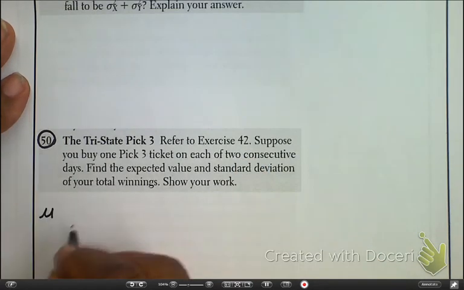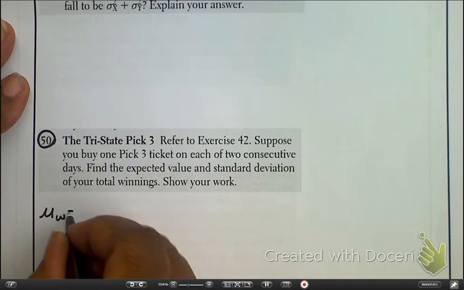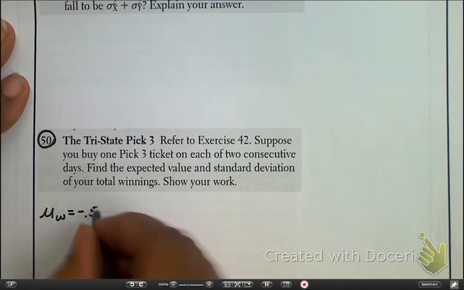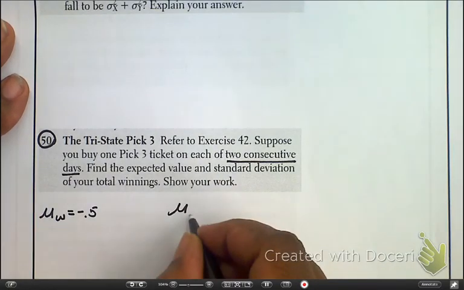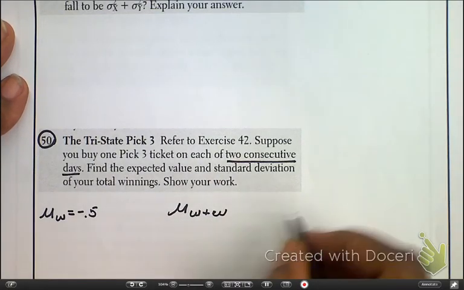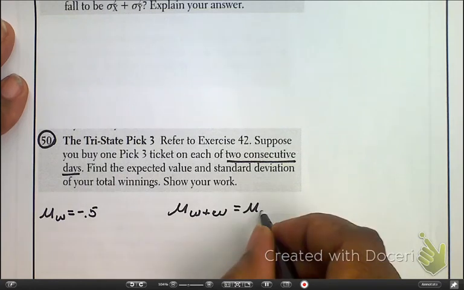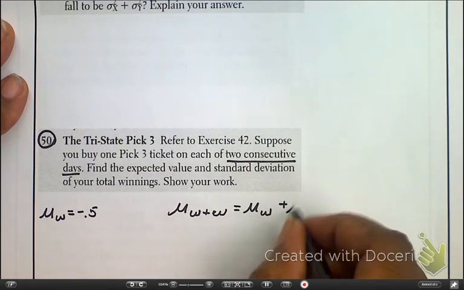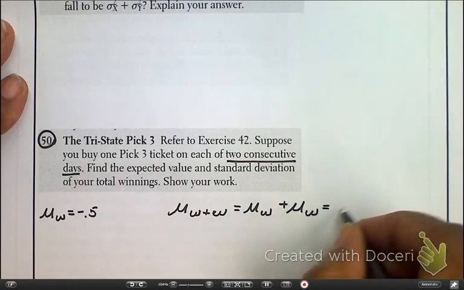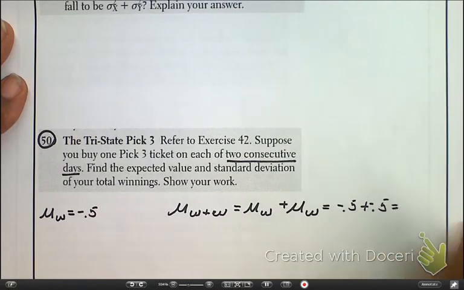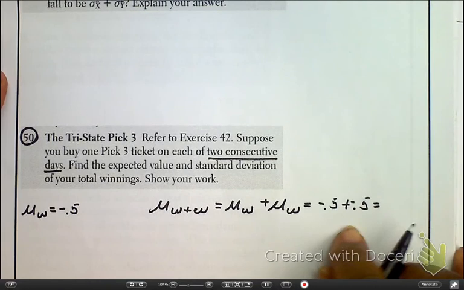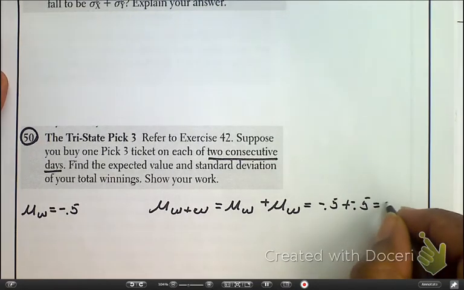Okay, so we want to know the mean. Now the mean of winning was a negative 0.5. And we're talking about 2 consecutive days. So we're talking about the mean of winning plus the mean of winning. Well, that's just going to be a negative 0.5 plus a negative 0.5. So the mean of winning on 2 consecutive days, basically you're losing money both days. And that's going to be the loss of $1.